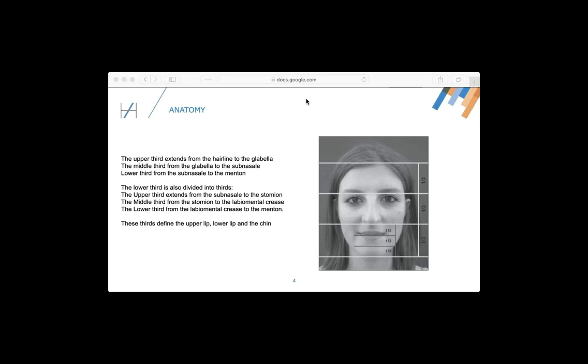The lower rule of thirds essentially divides the lower third into three thirds again. If you look at the stomion of the mouth, the opening of the mouth, that's the first division. From the base of the nose to the opening of the mouth is the first third. Then the stomion of the mouth to the labiomental crease makes the second third in the lower third. And finally the labiomental crease down to the base of the chin, the menton. And so we use those thirds. And I think the next slide is illustrating how that changes in men and women.